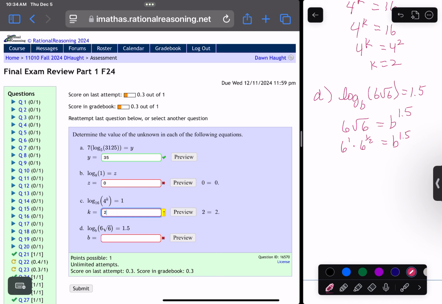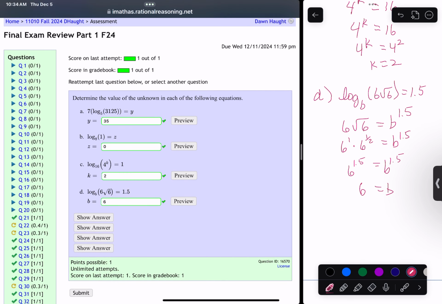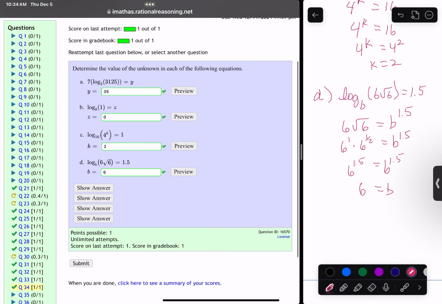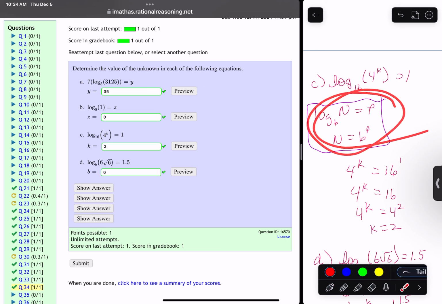The rule is, if the bases are alike and you're multiplying, add the exponents. So that's 1.5. What power did I use on both? 1.5. So they're irrelevant. 6 equals b. So our answer to this one is 6. So it's a trick one, but it's a pretty cool one. For those, I would suggest, make sure you understand how to flip back and forth between our logarithmic form and our exponential form.